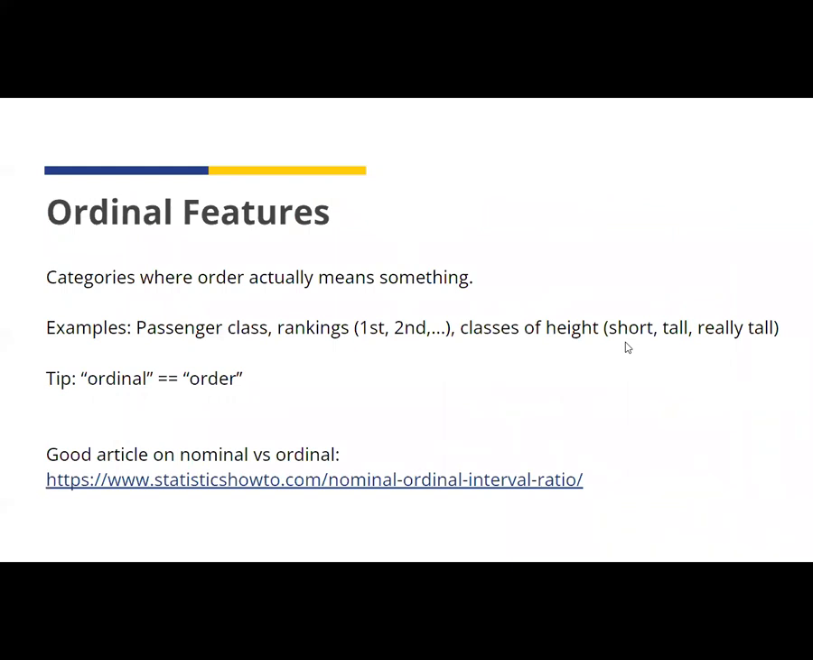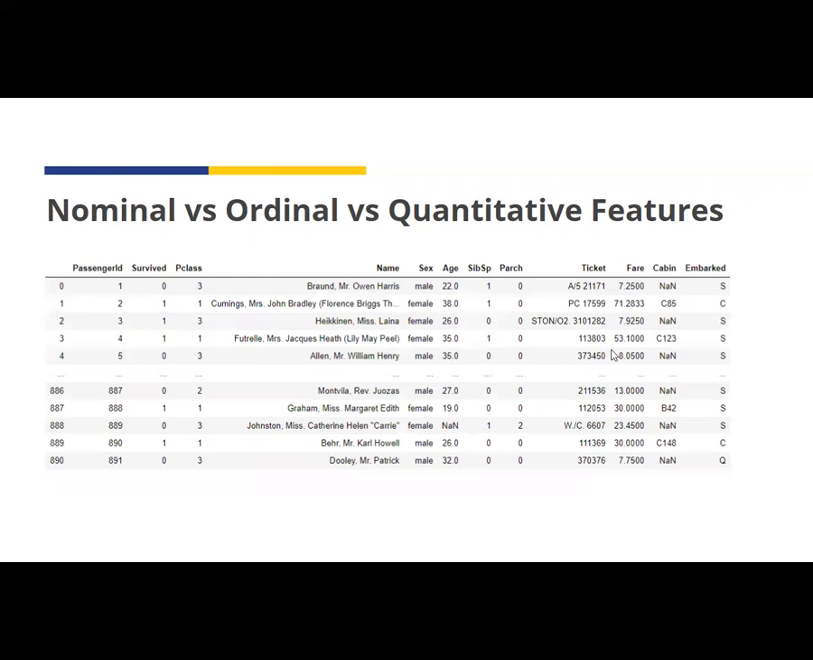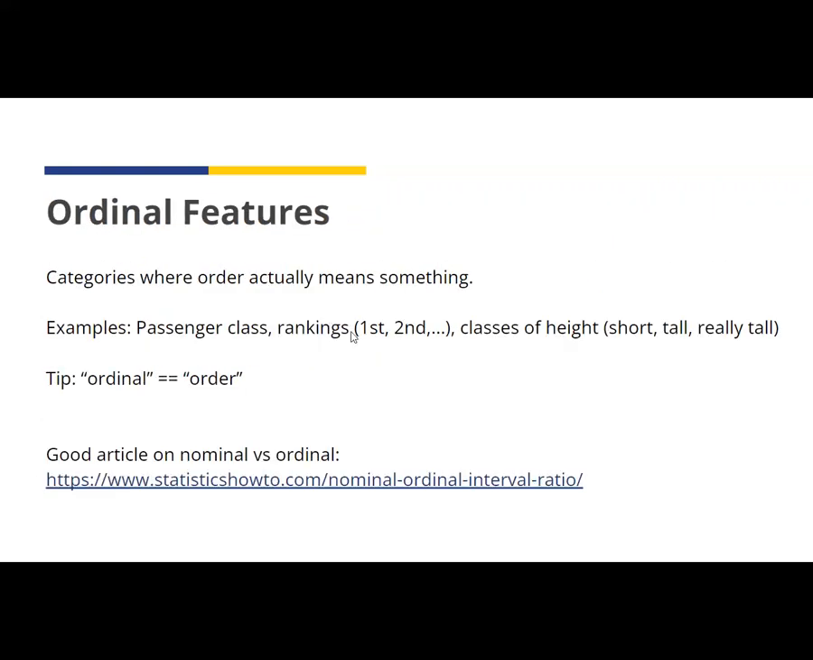Ordinal features are a little different. They're like categorical features, but their order actually is important. Ordinal, order, it's easy to remember. For example, in this data set, the passenger classes 1 through 3 are actually an ordered set. So obviously 1 is above 2 and 2 is above 3, and it's a pretty strict order, and that's why this would be considered an ordinal feature. There's a good article on the difference between these two at this link. If you're interested, I'll post the slides later and you can check this out.